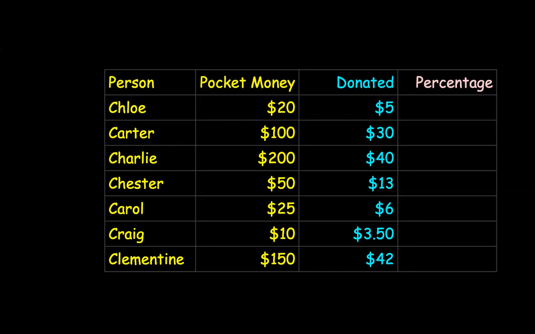Okay, so what I'm going to do, I'm going to suggest you pause the video now and start with each person. Do Chloe first, then do Carter, then do Charlie. Okay, we know that Chloe gives away 5 out of 20. So the fraction that Chloe gives away is 5/20. What percentage is that? And when you're done, press continue and we'll go through the answers.